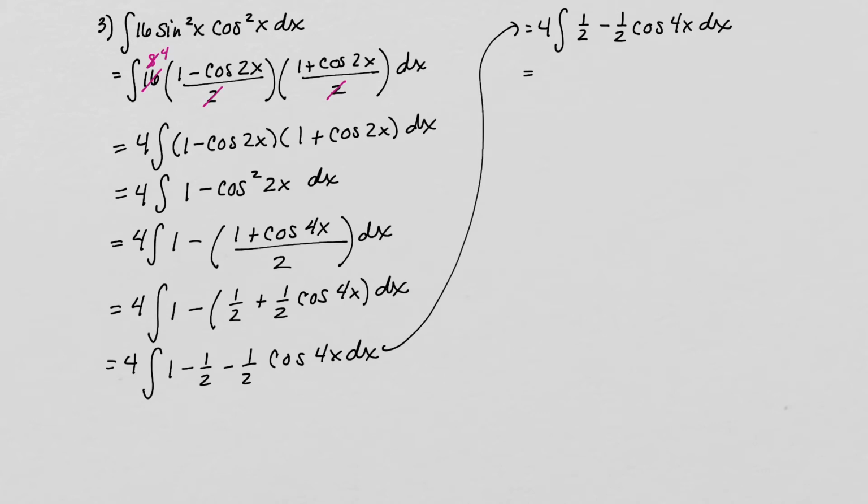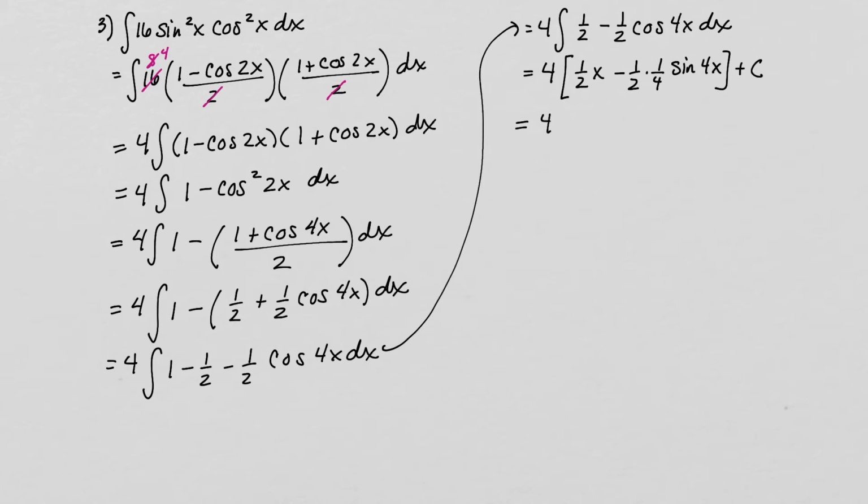So in this case, it's going to end up being 4 times 1/2 x minus, the 1/2 is going to stay there, and now I need to integrate the cosine of 4x. So I'm going to get a 1/4 sine of 4x plus c.